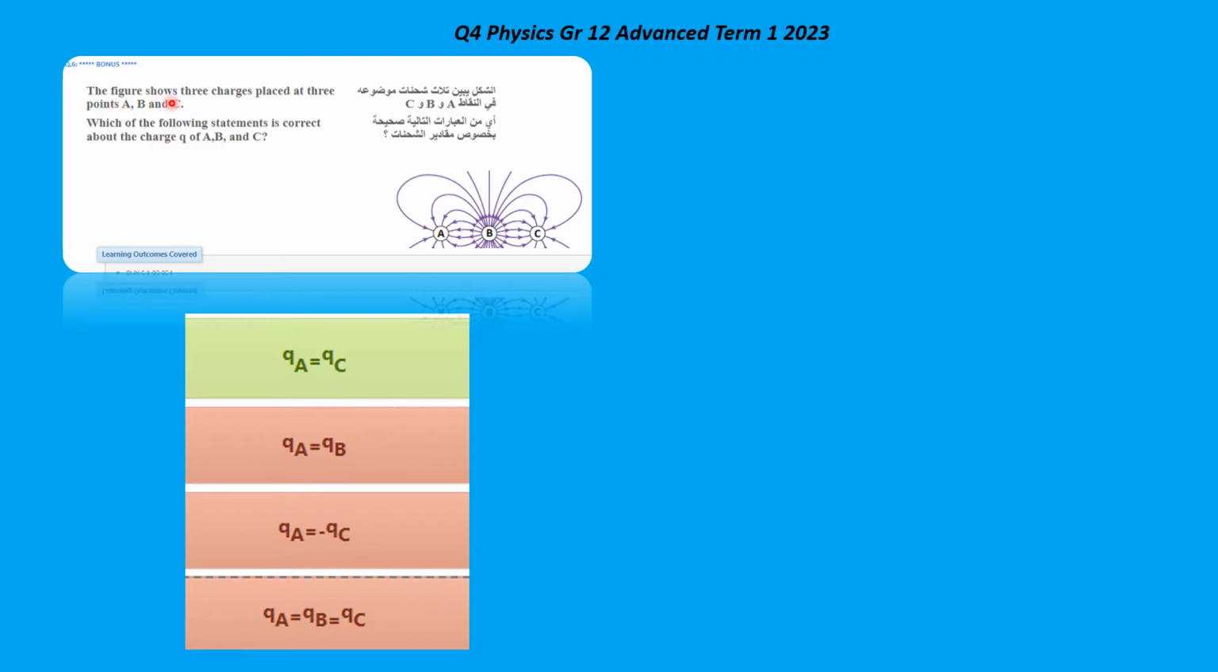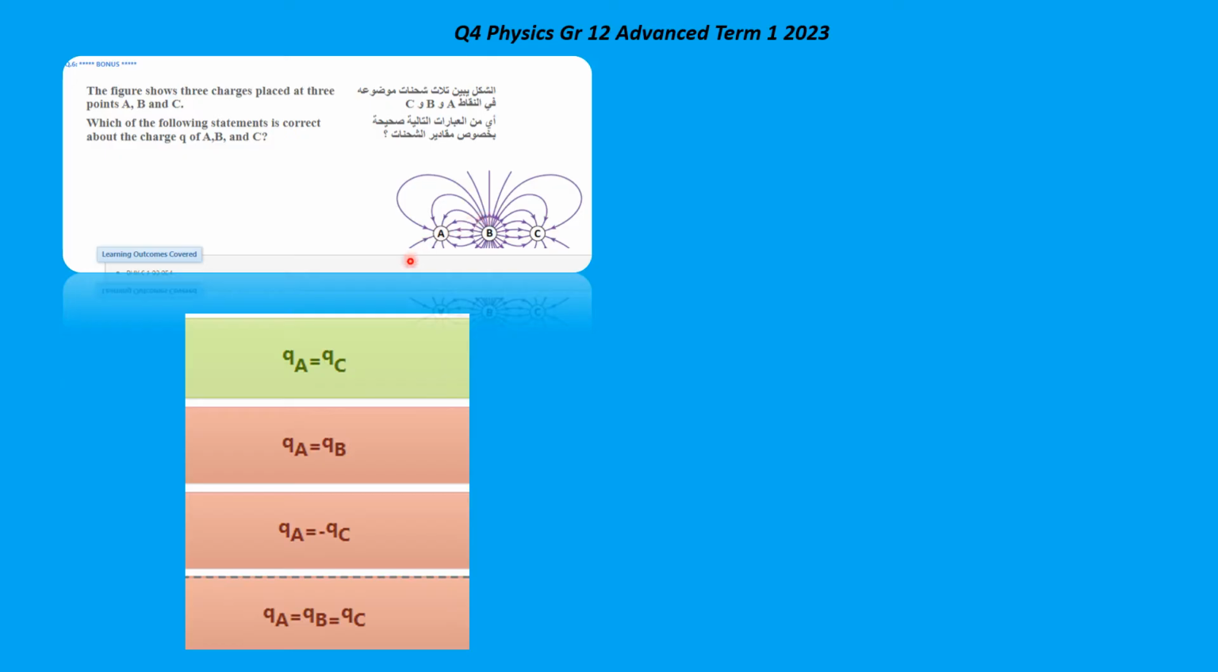The figure shows 3 charges placed at 3 points A and B and C. Which of the following statements is correct about the charges? So from that picture you can say that A and C both have the same nature because both are receiving the field lines. Okay, but B is somehow stronger because of the big number of the field lines.